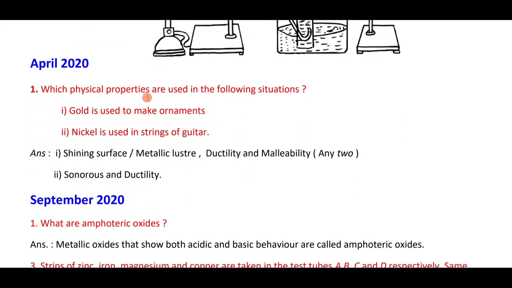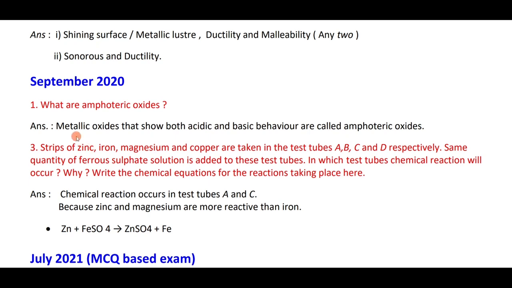Which physical properties are used in the following situations? Gold is used to make ornaments because gold has a shining surface or metallic lustre, it is non-reactive, and it has the property of ductility and malleability. Nickel is used in strings of guitar because of its sonorous and ductility property. What are amphoteric oxides? Metal oxides that show both acidic as well as basic behavior are called amphoteric oxides.